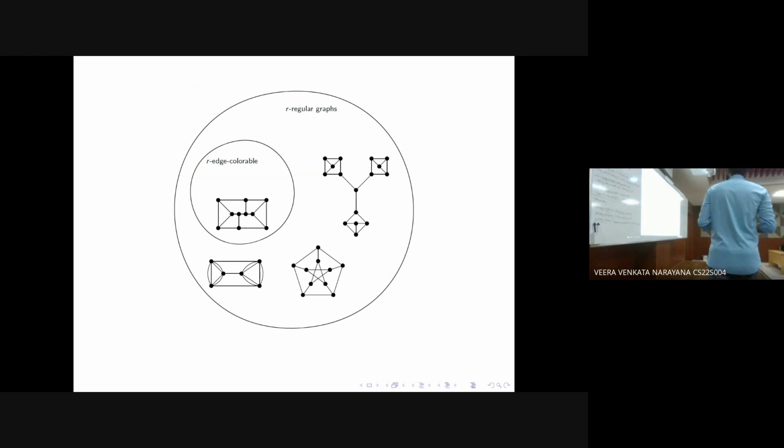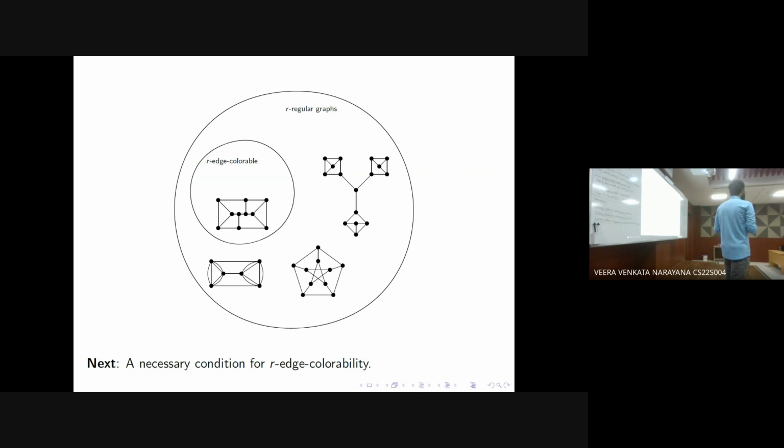So we'll ask the following question: is there a necessary condition for an r-regular graph to be r-edge colorable? It turns out something related to cuts is going on here. Let's recall the definition of a cut, and then we'll proceed. A cut is a set of edges from X to X bar, where X and X bar form a partition of the vertex set. We denote by ∂(X) the cut corresponding to X.